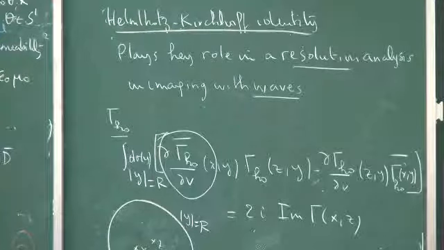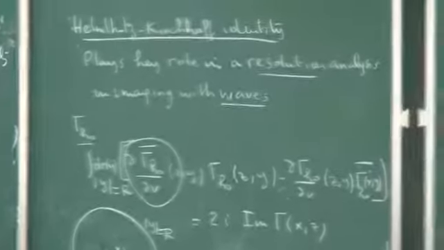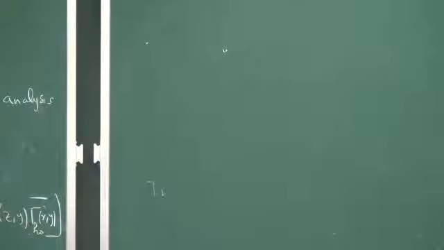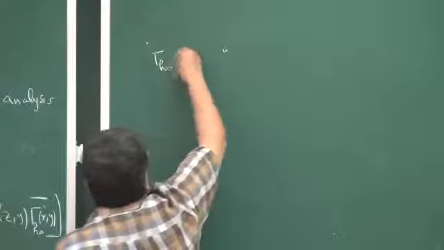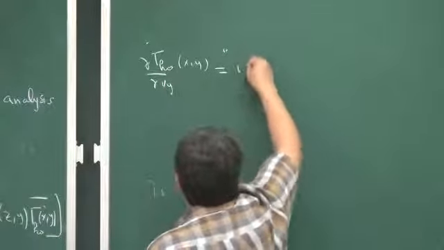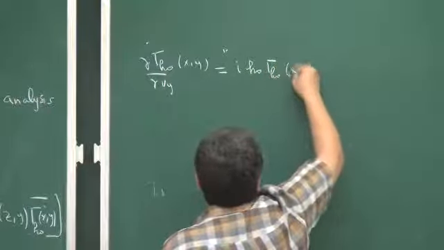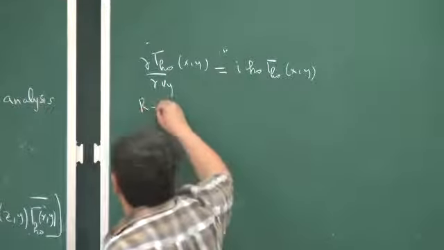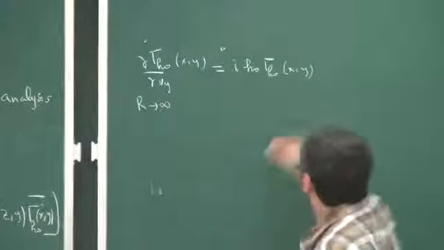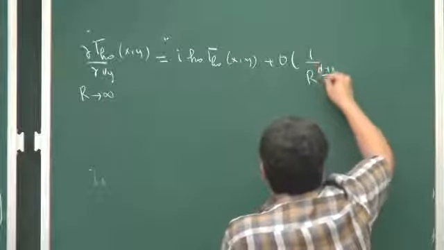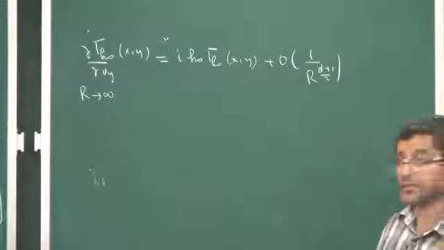We know that the Green function gamma k0 of x and y, and its normal derivative on y, behave like i k0 gamma k0 of x and y for y large enough, when r is large enough, plus o of 1 over r to the power (d plus 2)/2. This is the Sommerfeld radiation condition.